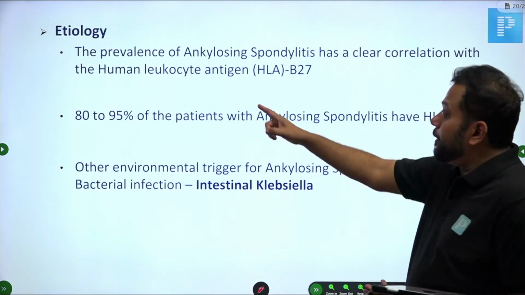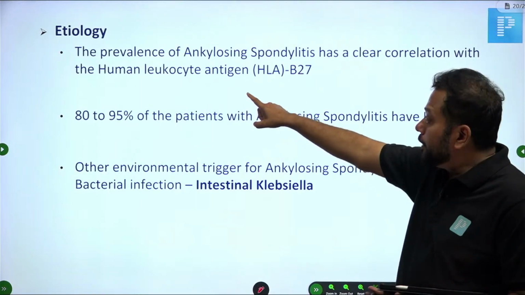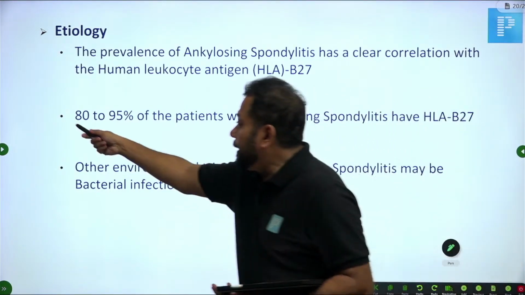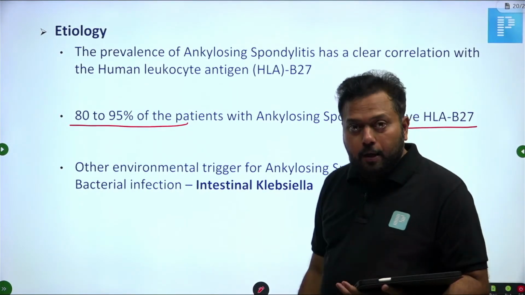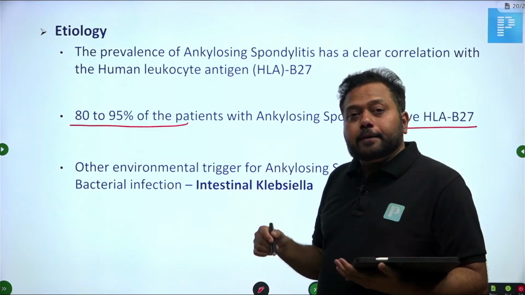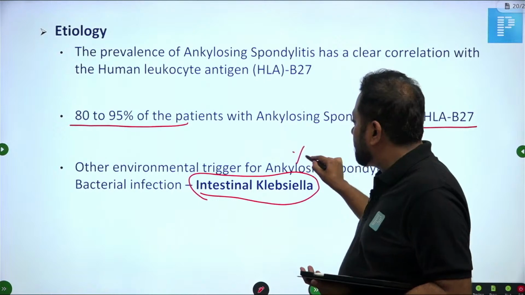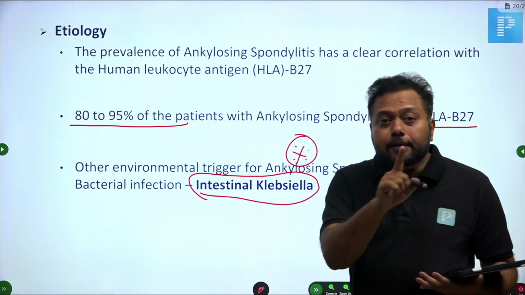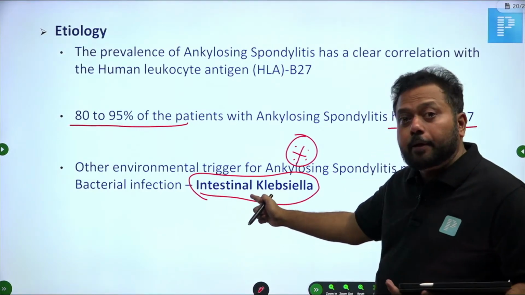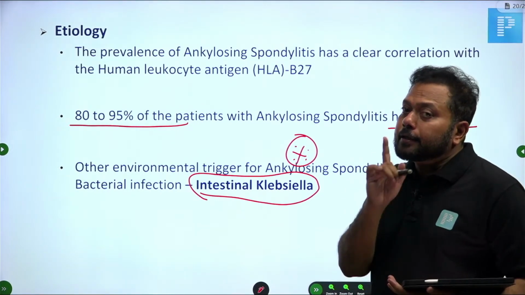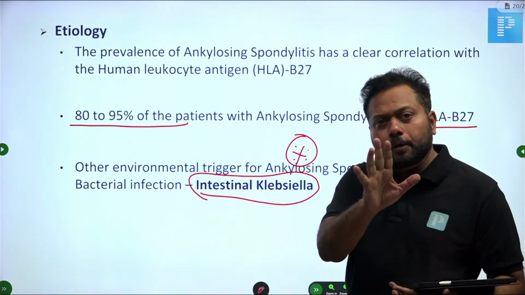You see here, the prevalence of ankylosing spondylitis has a clear correlation with HLA-B27. This is our PrepLadder notes. You see the percentage: 80 to 95% of patients with ankylosing spondylitis will have HLA-B27. Very latest thing says that intestinal Klebsiella is implicated in causation of ankylosing spondylitis. When I was discussing this on YouTube, I said this is an unasked question. If at all they want to ask a new question in ankylosing spondylitis, this can be. So this can be asked in NEET. Intestinal Klebsiella is a proven risk factor. Very new concept.